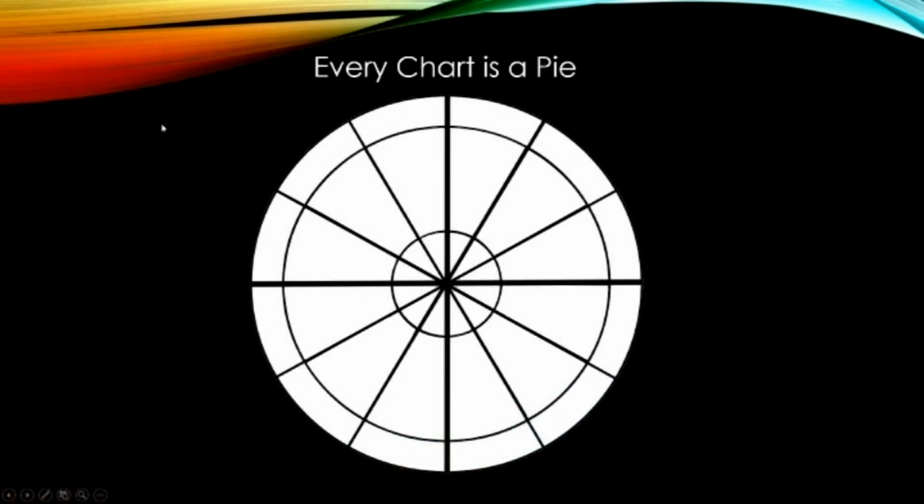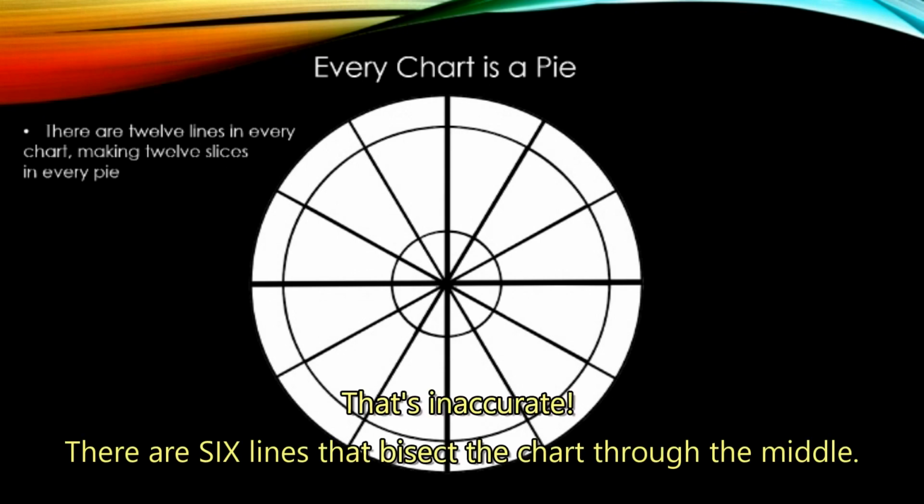All right, this is the form that you've just printed out, a nice blank pie chart. Every chart is a pie. It doesn't matter whether you're looking at a natal chart or a horary chart or the United States chart, a mundane chart. It doesn't matter what you're looking at. It's going to look basically like this. Every single chart is a pie. There are 12 lines in every chart, making 12 slices in every pie. And this should make sense to you because there's 12 signs, right?